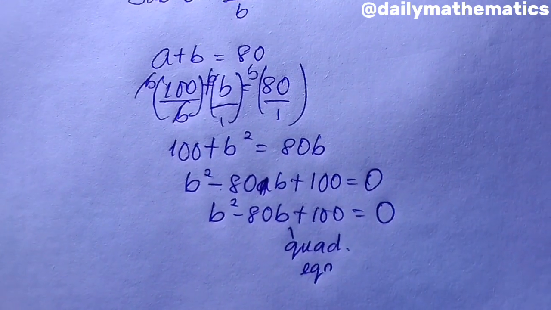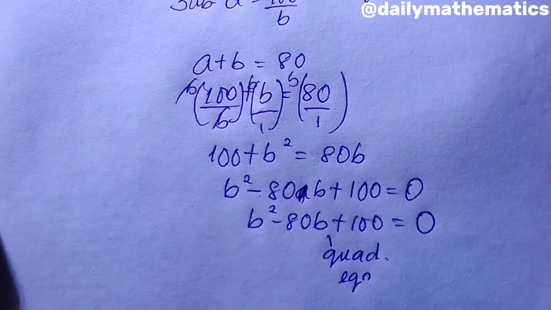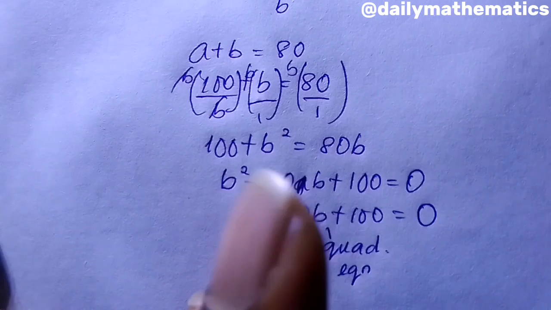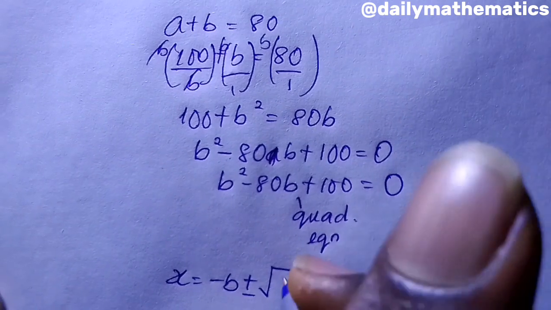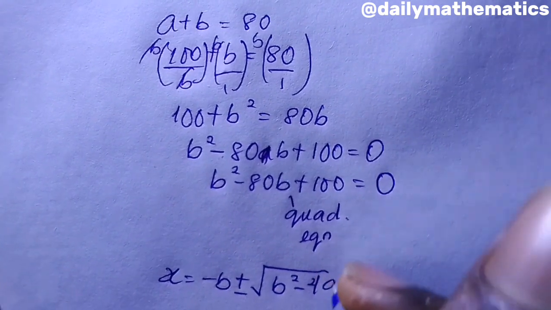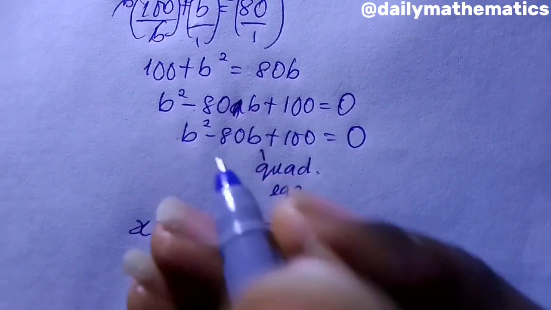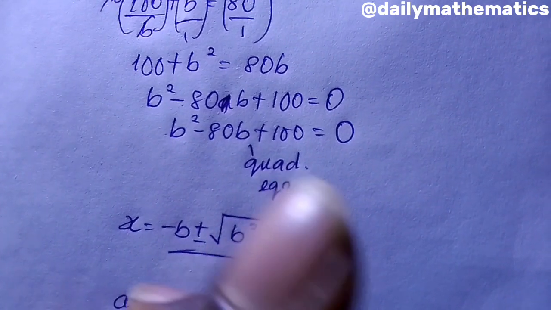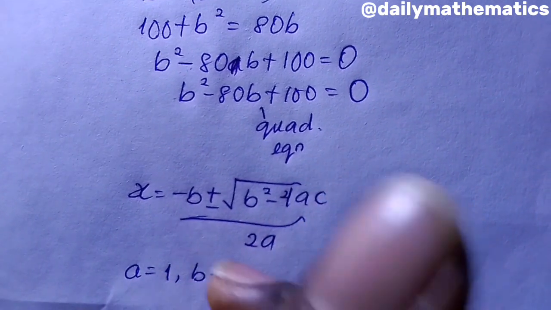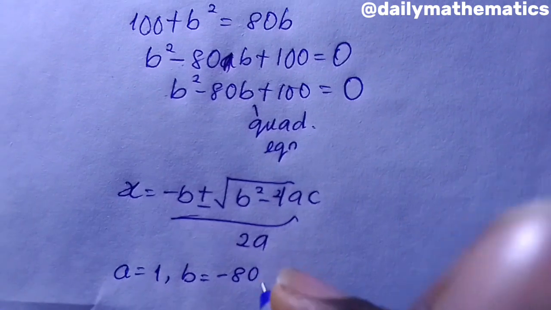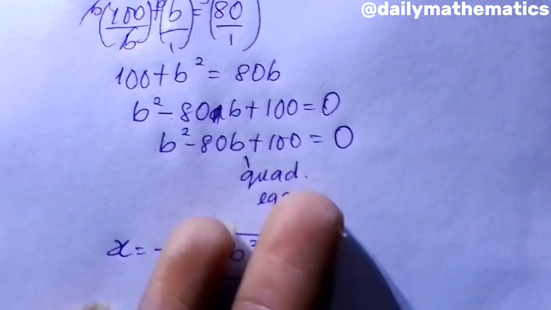So we are going to solve this quadratic equation using the quadratic formula, which is x equals minus b plus or minus square root of b squared minus 4ac, over 2a. And so from here we have our a to be 1, our b to be minus 80, and our c to be 100. So using this, let's come here.